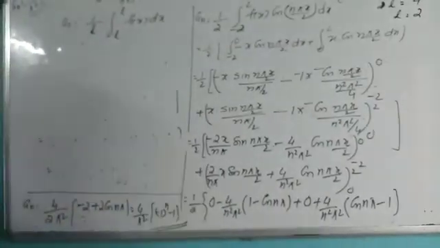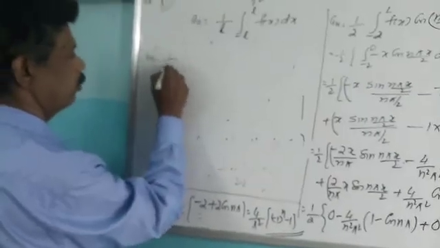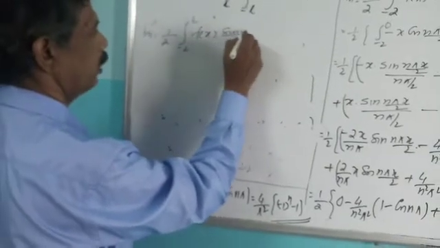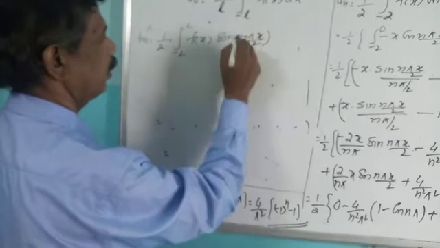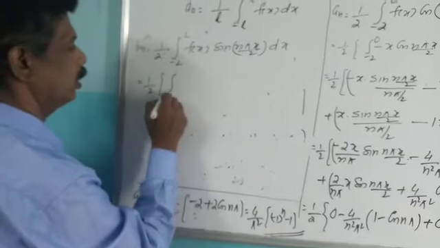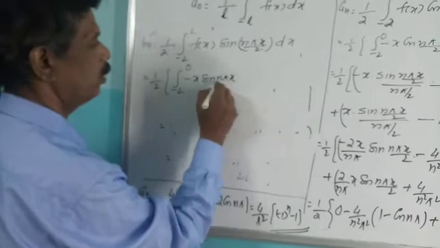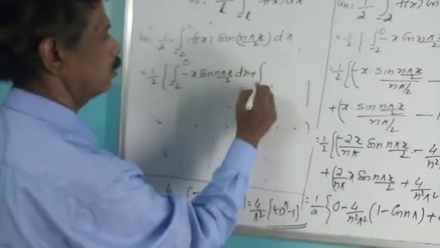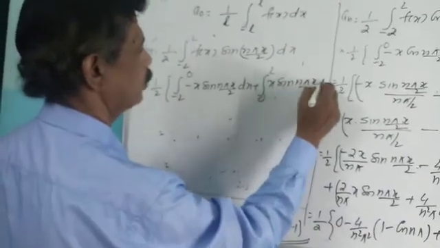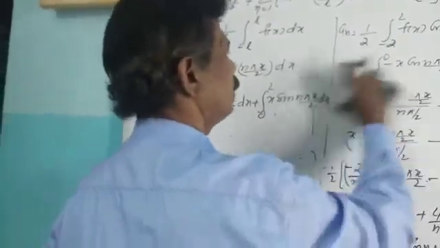That is, Bn is equal to 1 by L, 1 by 2, integral minus 2 to plus 2 f of x sin n pi x by L, where L is equal to 2, sin n pi x by 2 dx. Okay, that is 1 by 2 into integral minus 2 to 0 of minus x sin n pi x by 2 dx, plus integral 0 to 2 of x sin n pi x by 2 dx. Ready? Then here also we can apply tabular integration by parts.